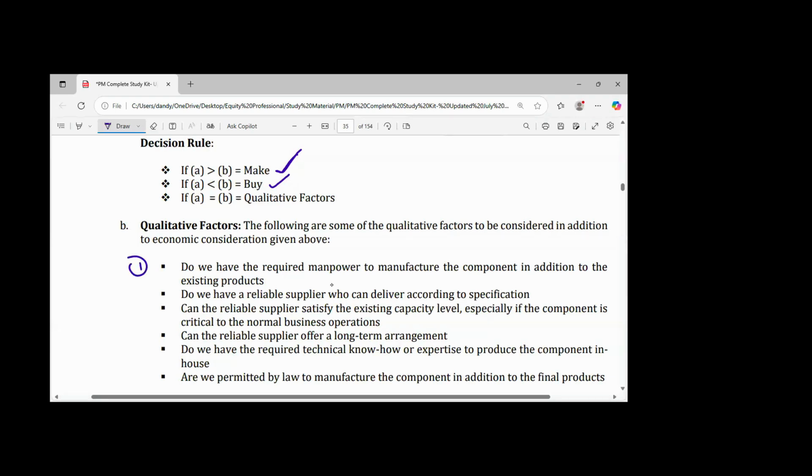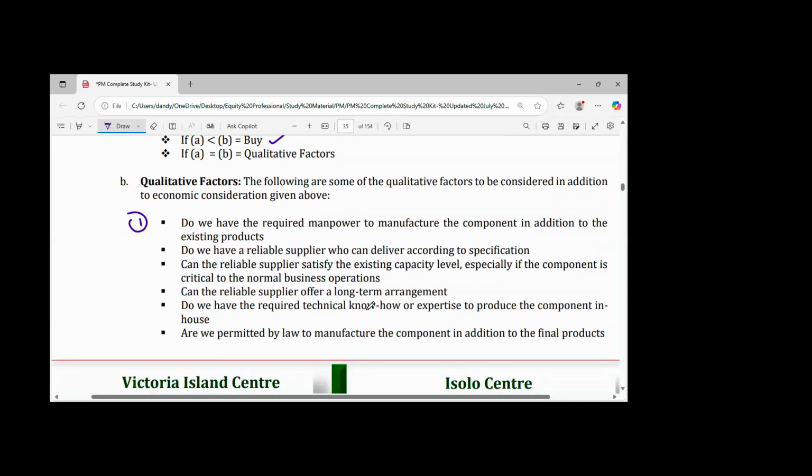Number two, let me label the first one as one. Under the internal, if you want to manufacture it internally, then another question you need to ask yourself is: do we have the requisite technical know-how or expertise to produce the components in-house? All right, because if the product is unique and you don't have the requisite know-how, how will you be able to produce it? If you don't know how to do it, that means you cannot produce it. You better buy it from an outside supplier.